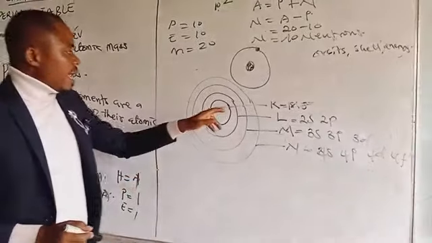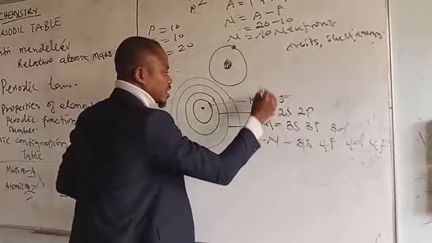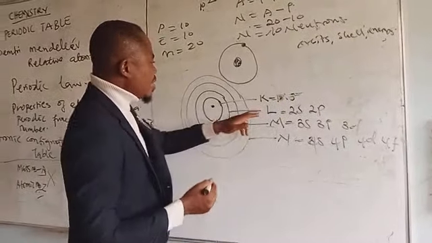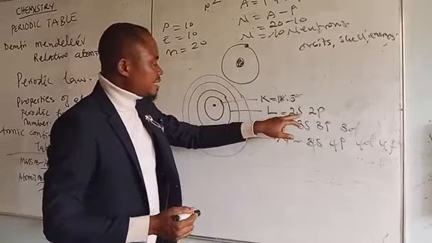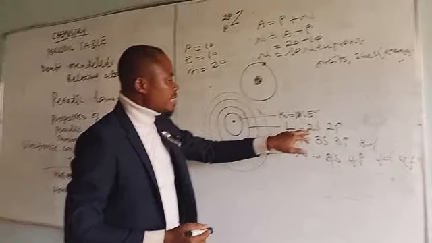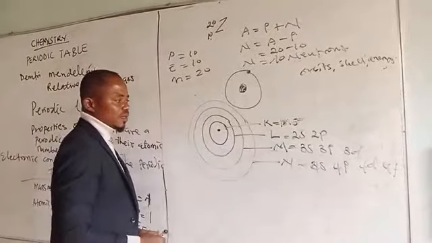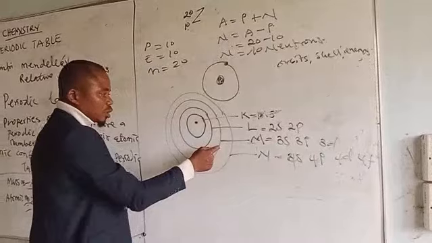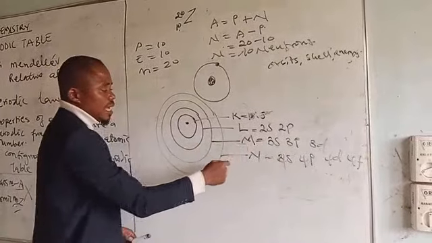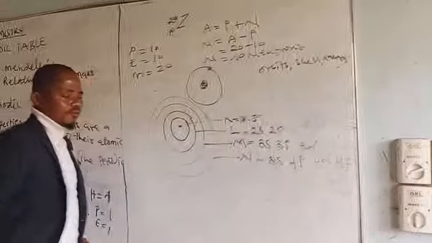Now, K shell represents energy level 1 and it has one sublevel, that is the 1s sublevel. L shell represents energy level 2. It houses the s and the p sublevels. That's why I have 2s, 2p, denoting that they are in the second energy level. You have the 3s, the 3p, and the 3d in the third energy level, which is the M shell. The N shell has 4s, 4p, 4d, and 4f.